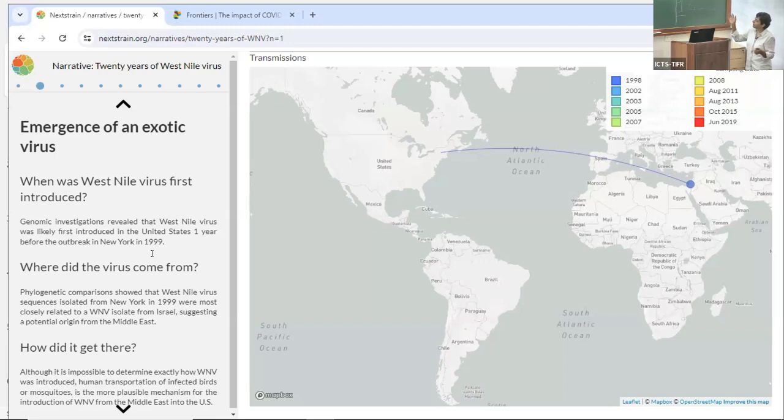So anytime that you're seeing this kind of link, it's based on the proximity of two sequences with each other and knowing the time as well as the genetic information about that sequence.